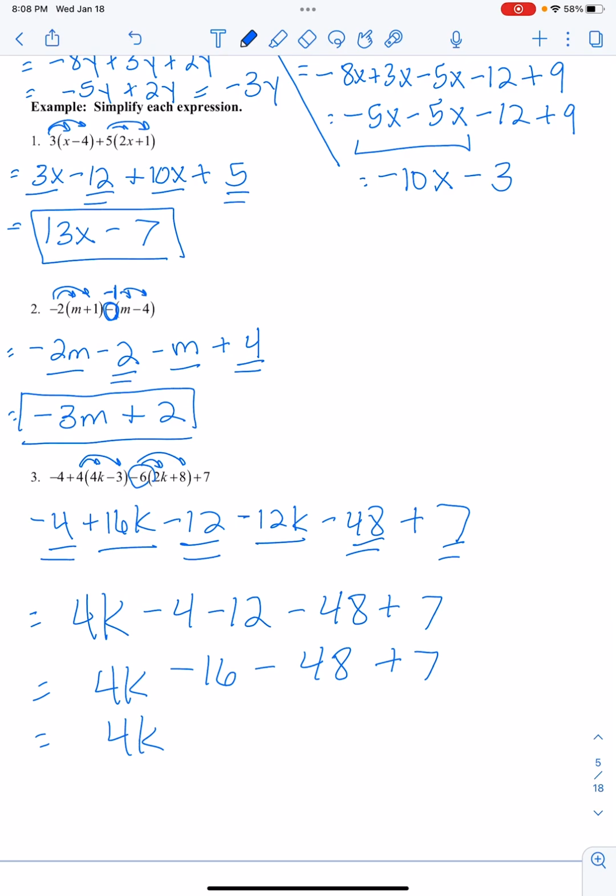4k, negative 16 minus 48, you'd add and keep the sign. So that would be negative 64 plus 7. Now you're going to subtract because your signs are different. So you get 4k minus 57.